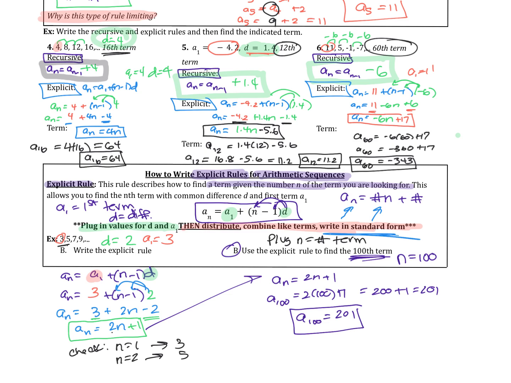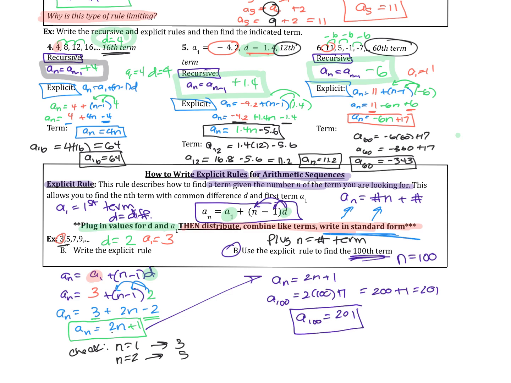When you're writing a recursive rule, the only thing you plug in is that d value. A recursive rule is not incredibly helpful because you have to know the term before, which is why we have the explicit rule. An explicit rule allows us to plug in any number to find that particular term value.